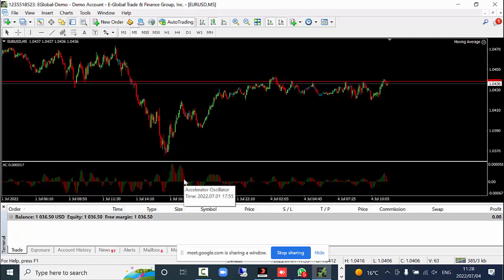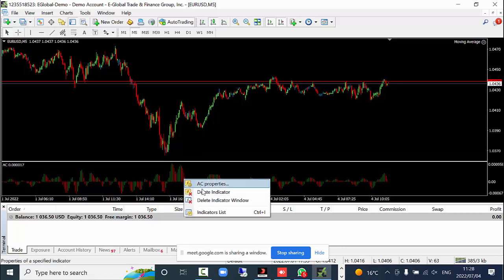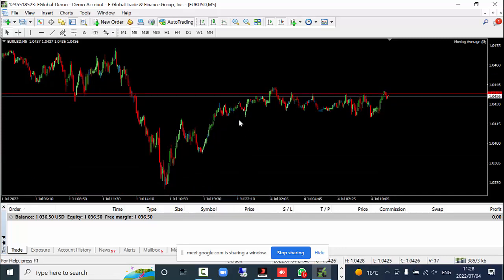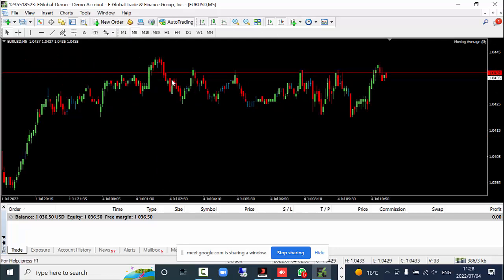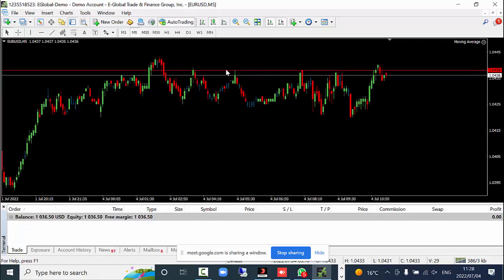Then I don't like the indicator that came with it. I removed the indicator. Did you see what I did? I just right click and pull it out. Then I want my candle to be a little bit bigger. And this one is a candle that is doji. All those are candle patterns.